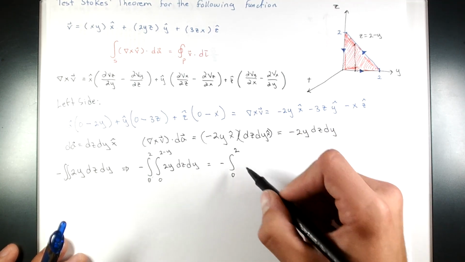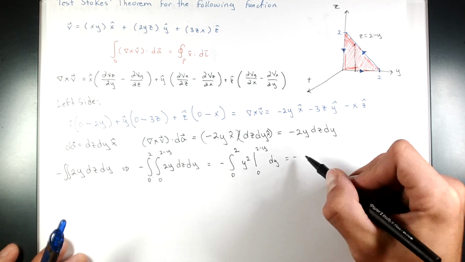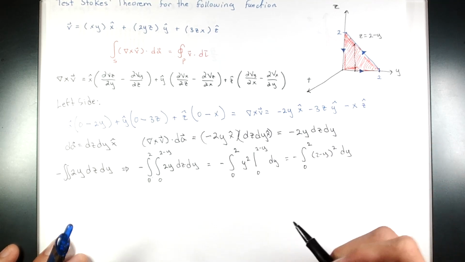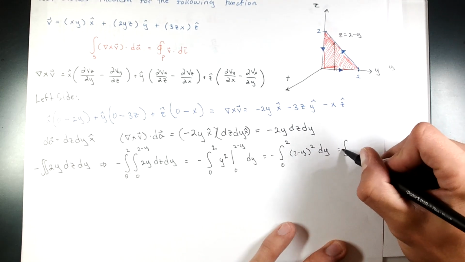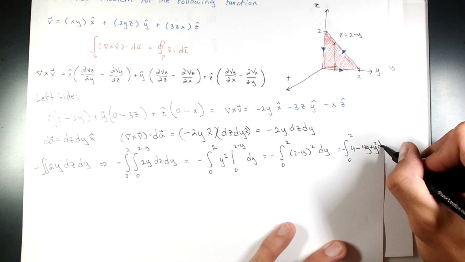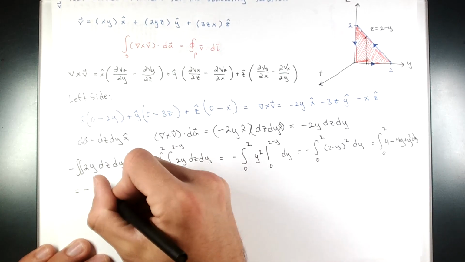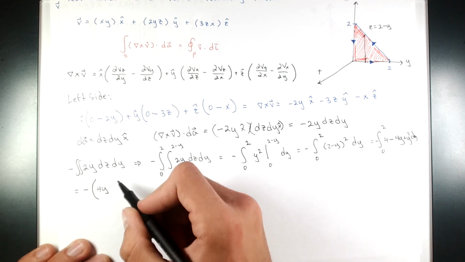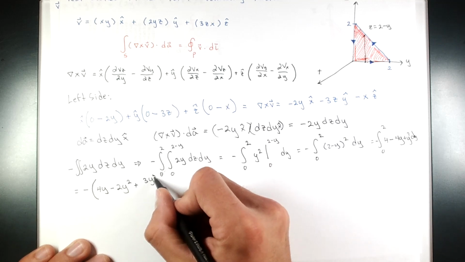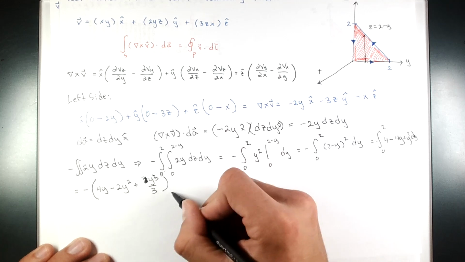We're going to solve for the inner part first. We know that this is equal to the integral of 2y times (2 minus y) dy from 0 to 2, which gives the integral of 4y minus 2y squared dy, and solving that you get 2y squared minus 2y cubed over 3, and this is going to go from 0 to 2.